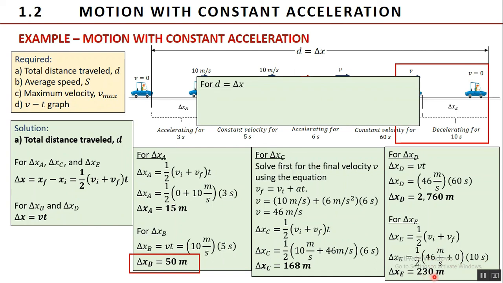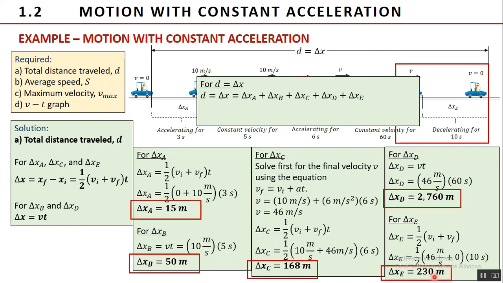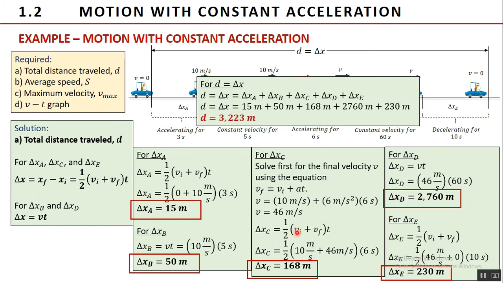After solving the individual distances traveled for each type of motion, now we're ready to solve for the total distance by simply adding all of these distances from delta x sub a to delta x sub e. Therefore, the total distance traveled by the car is 3,223 meters.